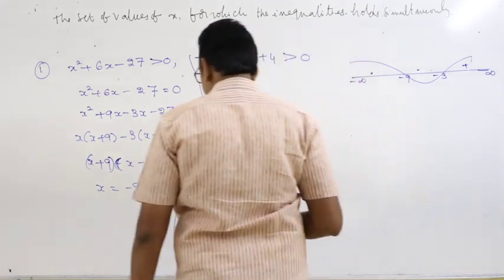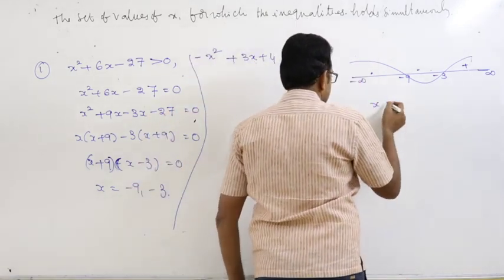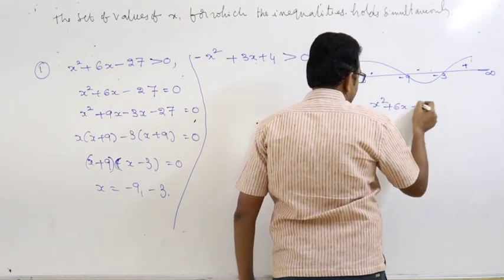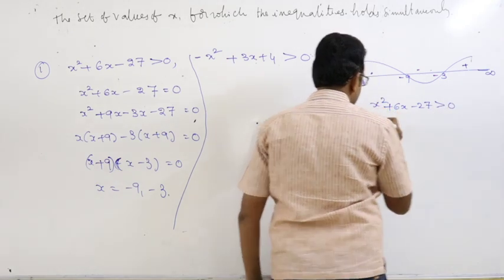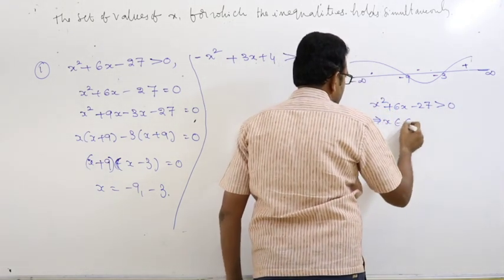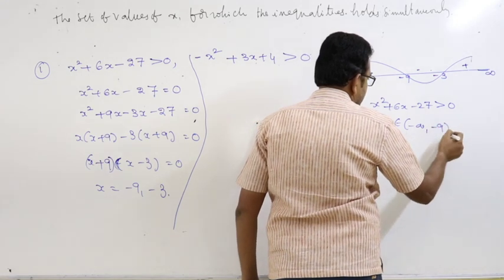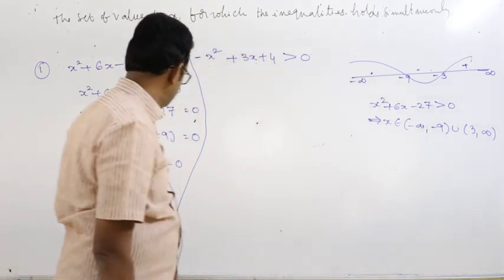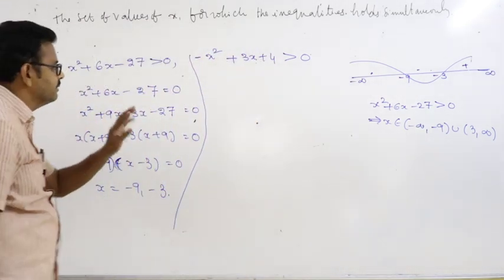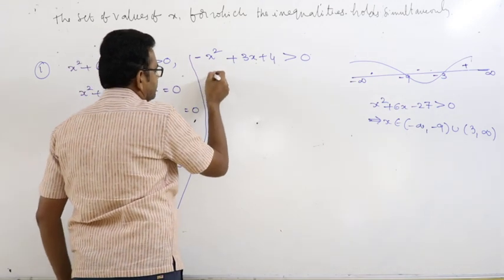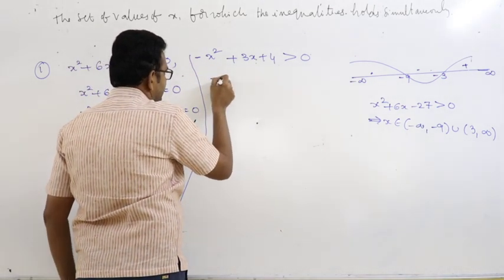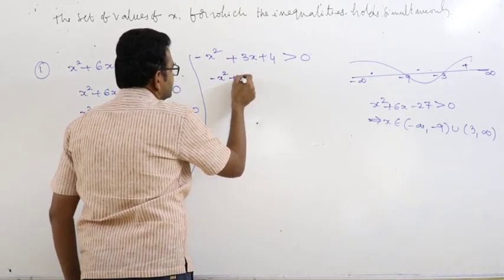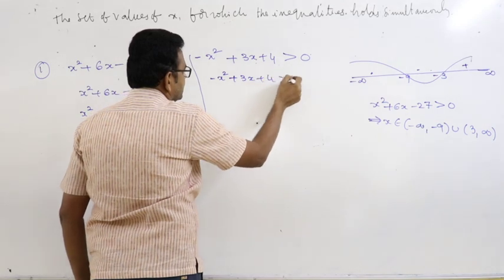The wavy curve implies x belongs to what? Greater than 0. So, x square plus 6x minus 27 is greater than 0 implies x belongs to minus infinity comma minus 9 union 3 comma infinity, for this. And for the second one, minus x square plus 3x plus 4 is greater than 0.